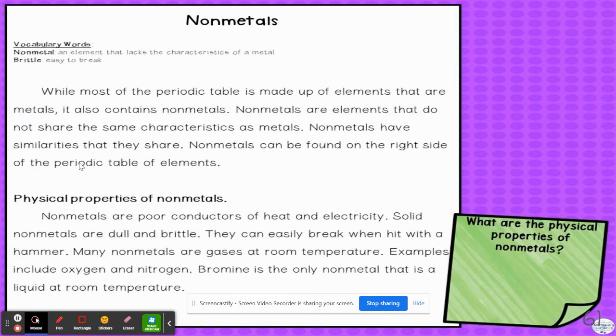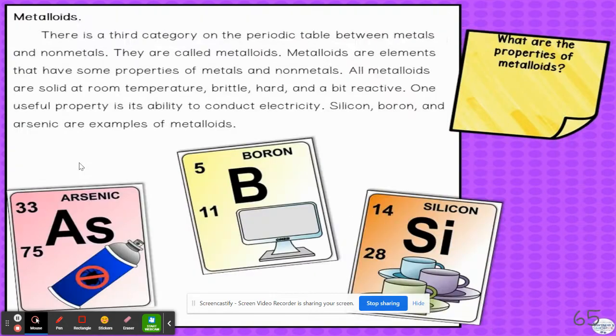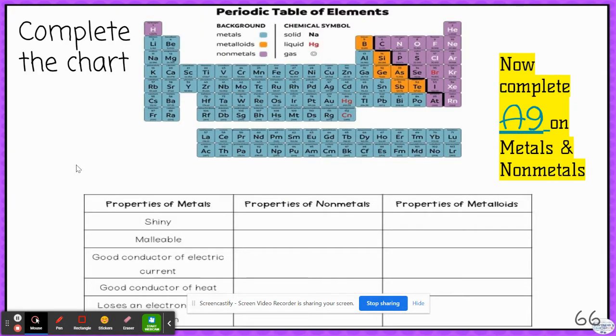And then nonmetals, metalloids, and then a little summary here, a little picture of the periodic table, and then looking at properties of metals, properties of nonmetals, and properties of metalloids. If you want to go ahead and pause this video at this time and complete this work on your own, I will review it when you come back.